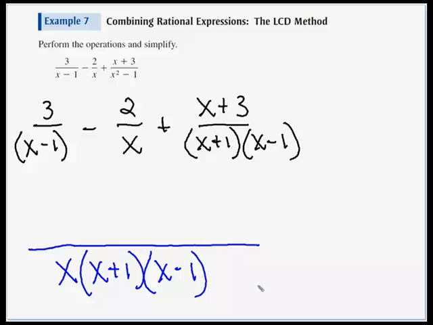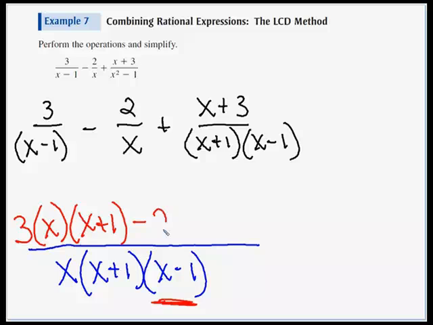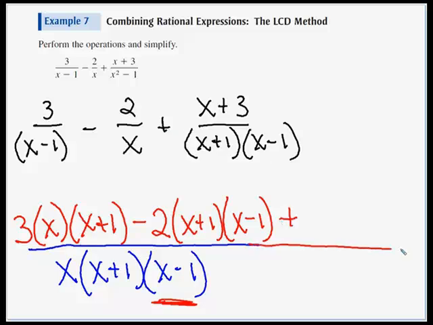So let's work on our numerators. This numerator was a 3. Under it was x minus 1. We have this piece. So we multiply the 3 by the 2 pieces that it's missing, x and x plus 1. And then we have a minus. Numerator's 2. Under the 2 is x. What are we missing? X plus 1 and x minus 1. And then we have plus, extend this out. The numerator we already have is x plus 3. What are we missing underneath it? Well, we have x plus 1, we have x minus 1. We're only missing the x. So that gets multiplied by x.